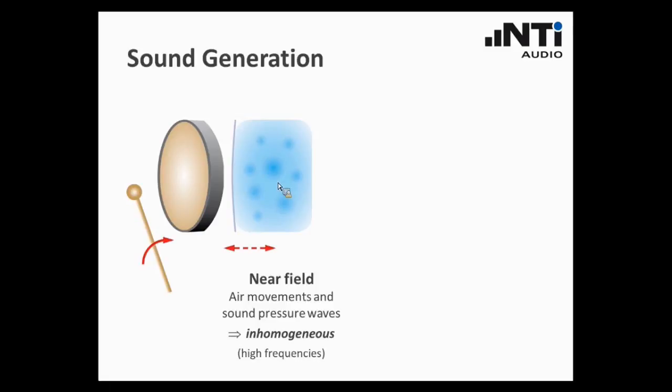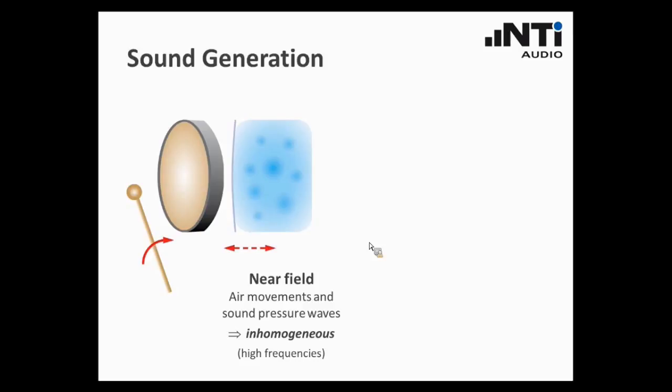So this area very close to this sound source, we call it the near field. And in the near field we are noticing air movements based on the movement of the membrane in that case, and also sound pressure waves that are created. But altogether gives us an inhomogeneous field, by the way, especially at high frequencies. You will see that on the next slide.